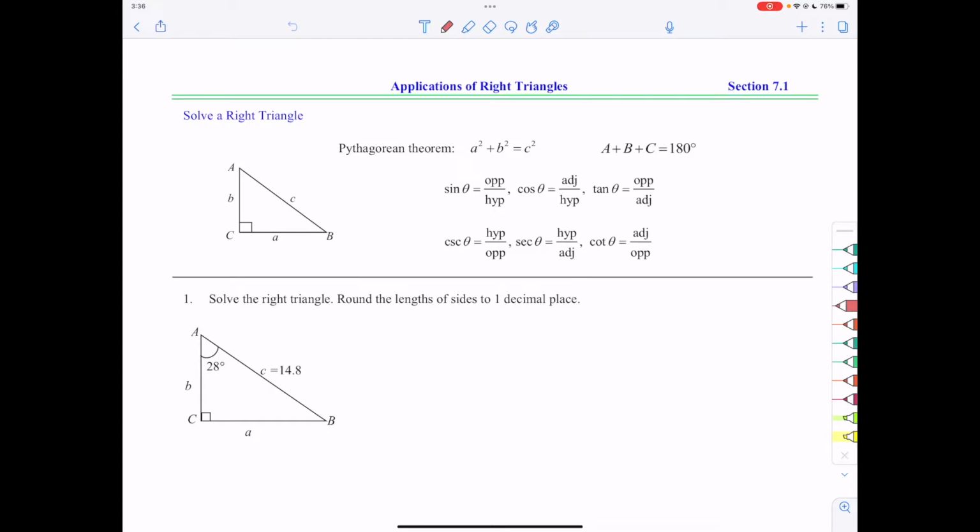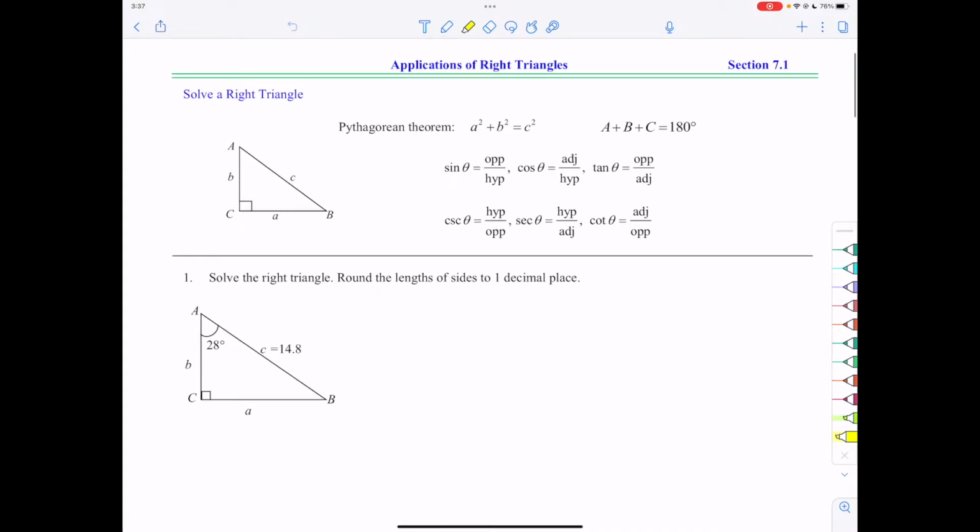This is section 7.1, and we will be talking about applications of right triangles. To solve a right triangle, we are very familiar with this already. We will be using the Pythagorean theorem, our trig properties, and of course, the sum of all three angles of a triangle must equal 180 degrees.